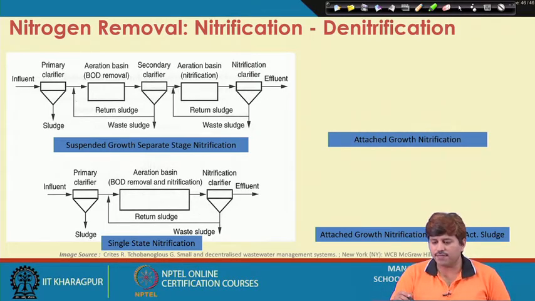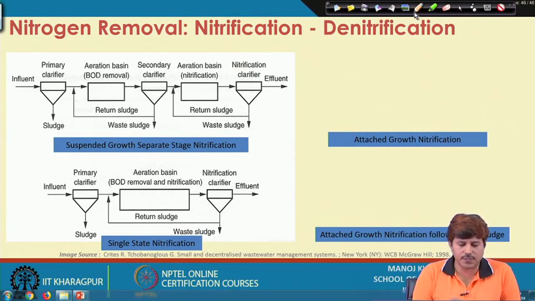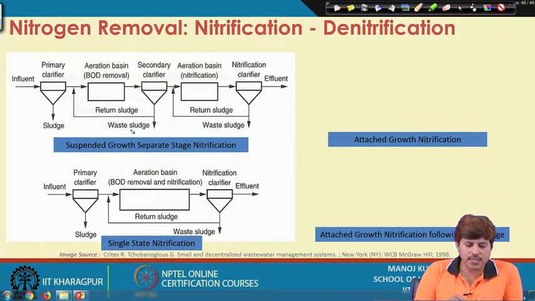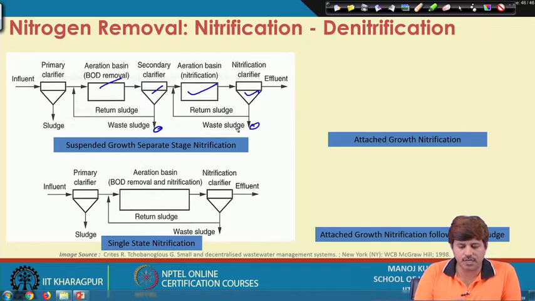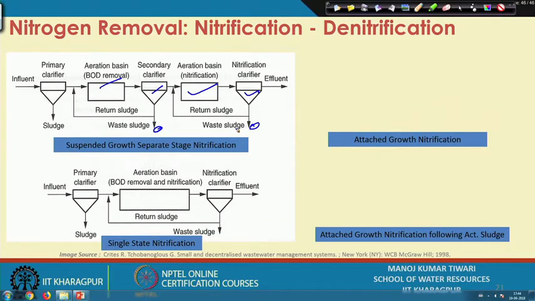So, we can have a suspended growth separate stage nitrification process. We see that wastewater is coming, first it is going to the aeration basin for BOD removal, then secondary clarification happens, and then there is another aeration basin for nitrification, and then there is a clarifier. So, we are actually getting two stages of sludge production as well. This is a typical suspended growth system.